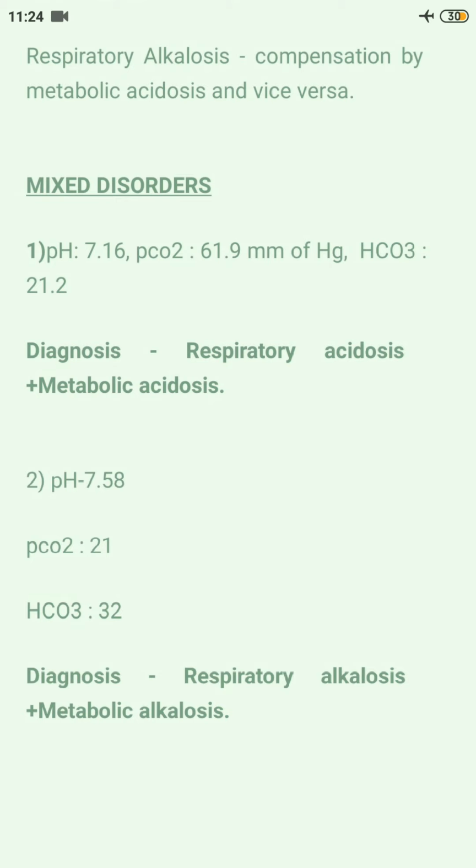Similarly, in the next question, pH is 7.58 and PCO2 is 21, HCO3 minus is 32. So pH 7.58, again it is alkalosis. PCO2 is 21, that is less than the normal, so we can say that it is respiratory alkalosis. But to compensate it, HCO3 should be coming down, but here HCO3 is going up, that is there is also a metabolic alkalosis component. So in this case again it is both respiratory alkalosis and metabolic alkalosis.